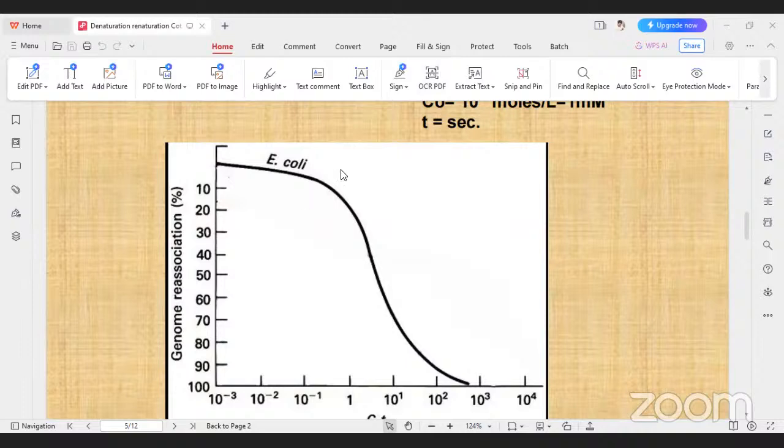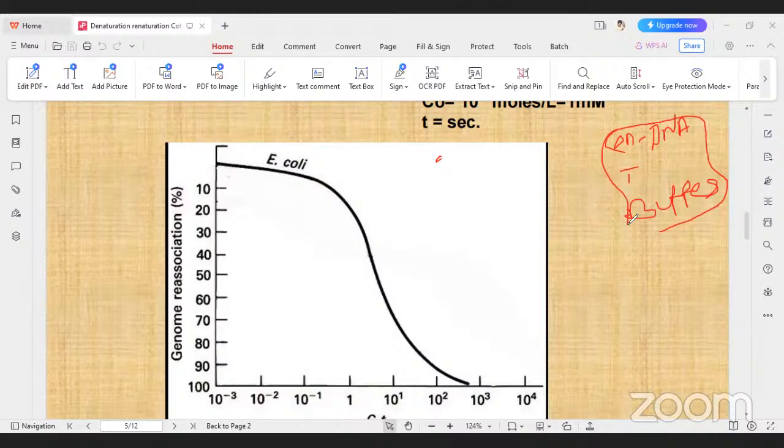Correct. The Cot value mainly depends on the concentration of DNA, and time and buffer solution. These are the major important factors in the Cot value analysis.